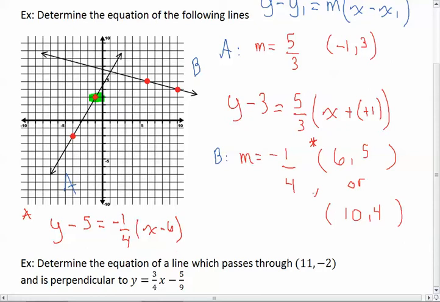And we'll use double asterisks for this one. And remember, it's just an either, right? You didn't have to do both. And if you use this point, you'll get y minus 4 is equal to negative 1 over 4 times x minus 10. Manpreet, what's up?